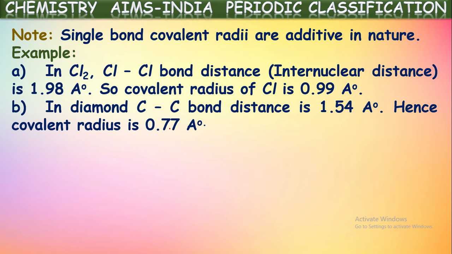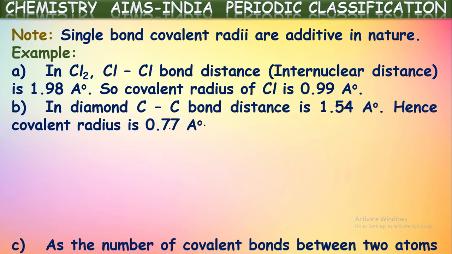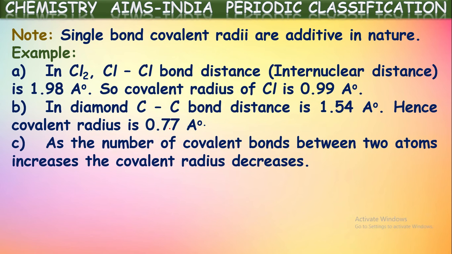For example, in diamond, what is diamond? It is purely made up of carbon atoms. So the carbon-carbon bond distance in diamond is 1.54 angstroms. Hence the covalent radius will be half of that, that is 0.77 angstroms. As the number of covalent bonds between the carbon atoms increases, the covalent radius decreases. What happens is, as the number of bonds increases, the attraction between those two atoms increases, and hence they come close to each other. So the distance between these two decreases. We can say covalent radius decreases.